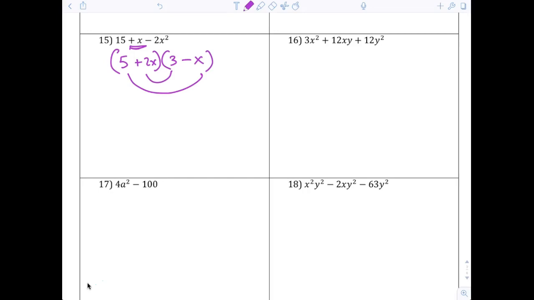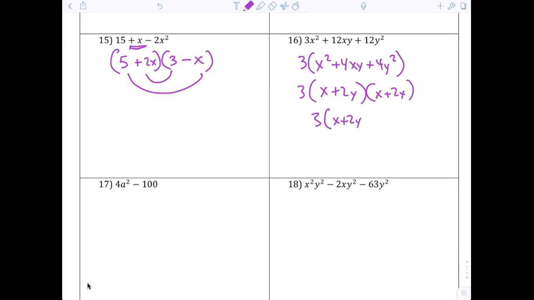All right. Number 16, what's common? 3. X squared plus 4xy plus 4y squared. From there, 3 times x plus 2y, x plus 2y, which is x plus 2y squared. Anybody have any questions with that?